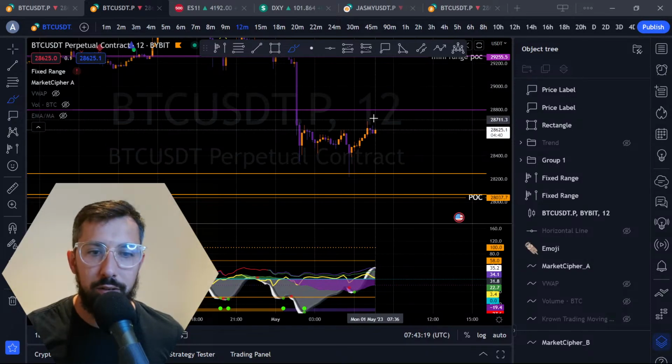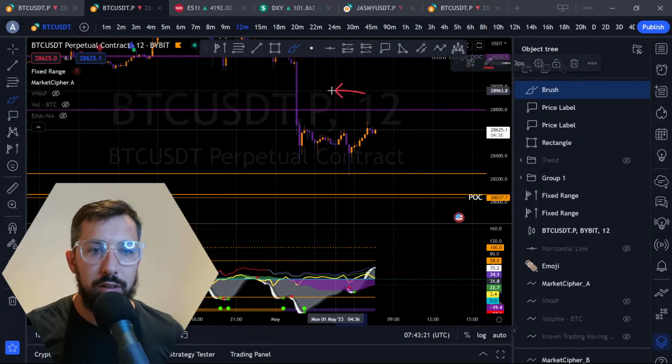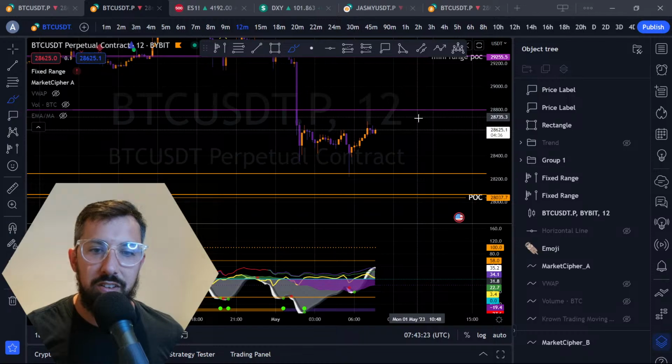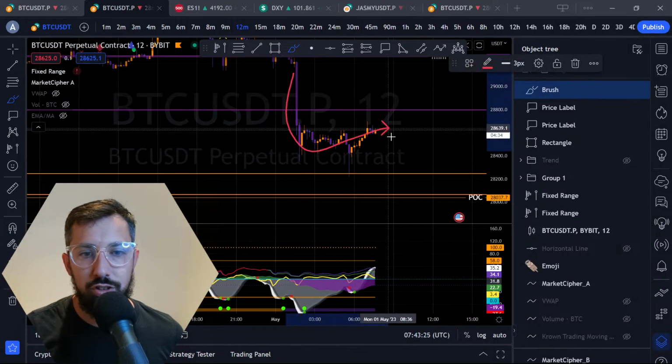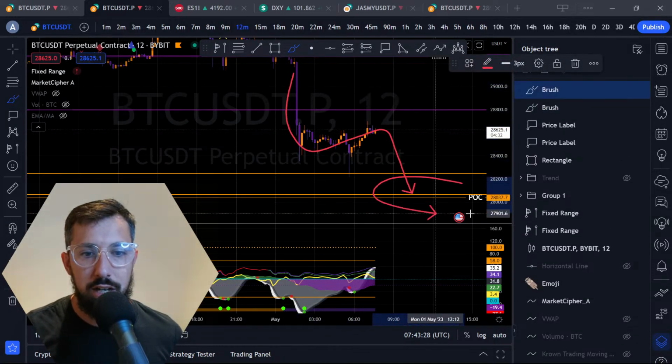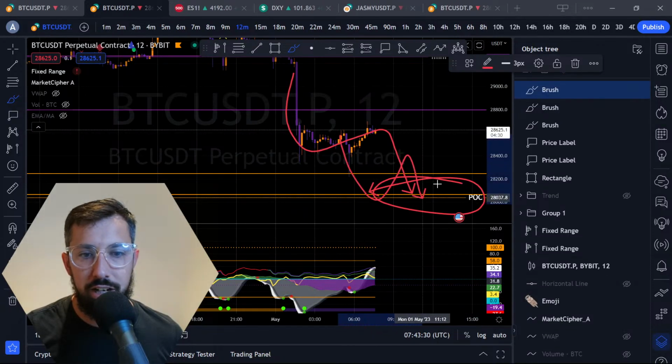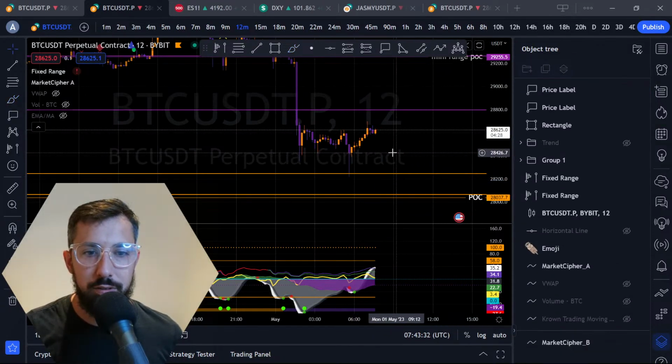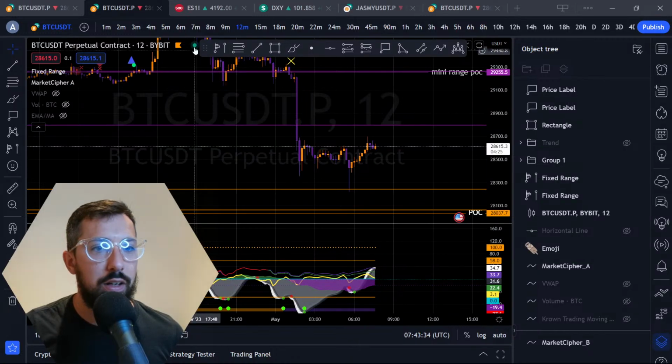We'll see how it works out. Stop losses, sometimes it's a bit risky, sometimes it's not. I'm looking for a continuation here down to the point of control and maybe a rejection from down here and we range again. Okay, so these are my thoughts and my ideas, but let's see what else we got here.